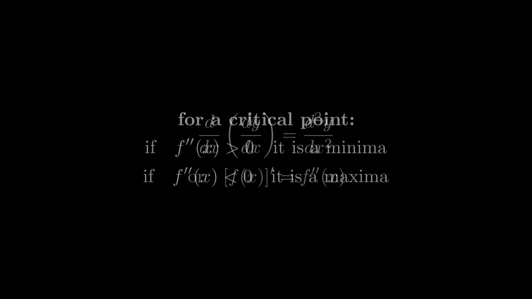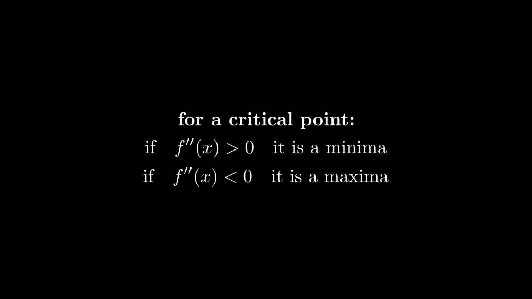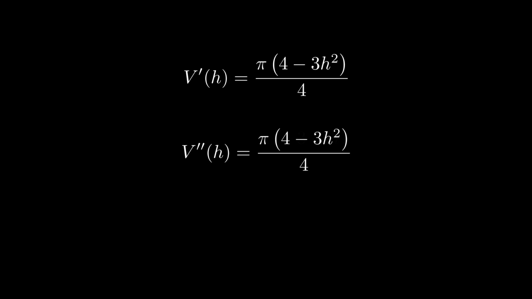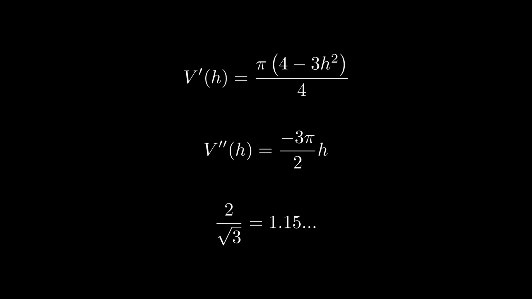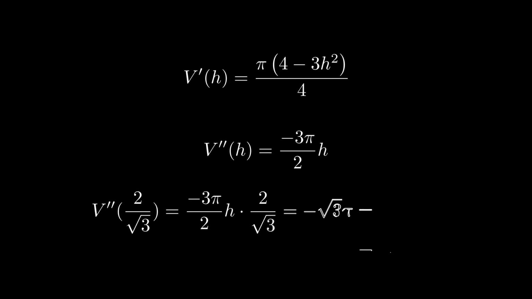If the second derivative is negative at a particular point, this means that the derivative is decreasing at that point, and vice versa. So all we need to do to classify the critical point at h equals 1.15 meters is to take the second derivative of V of h and check the sign at the point. So we start by differentiating V dash of h to get V double dash of h equals negative 3 pi by 2 times h. Then, substituting h equals 1.15 meters, we get V double dash of 1.15 equals negative 5.44.